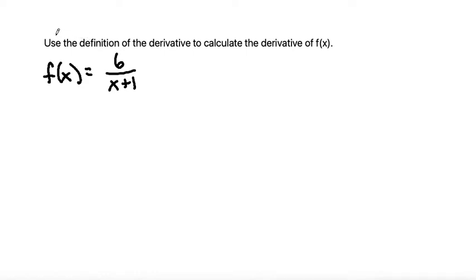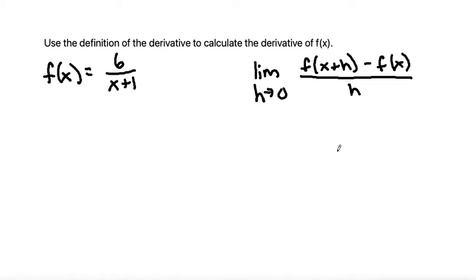So this problem says to use the definition of the derivative to calculate the derivative of f of x, where f of x is 6 over x plus 1. First of all, to do this problem, we need to know what the definition of the derivative is, and I like to use the form of the limit as h approaches 0 of f of x plus h minus f of x over h.